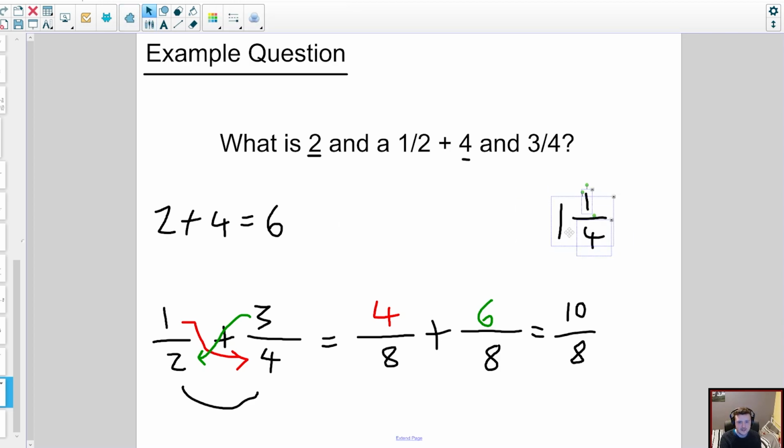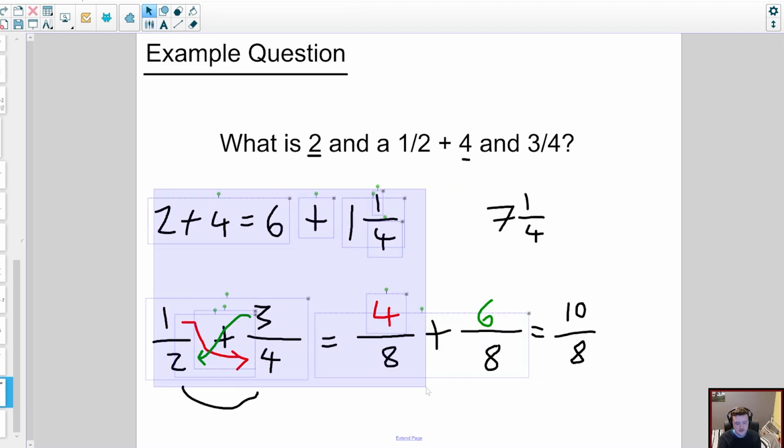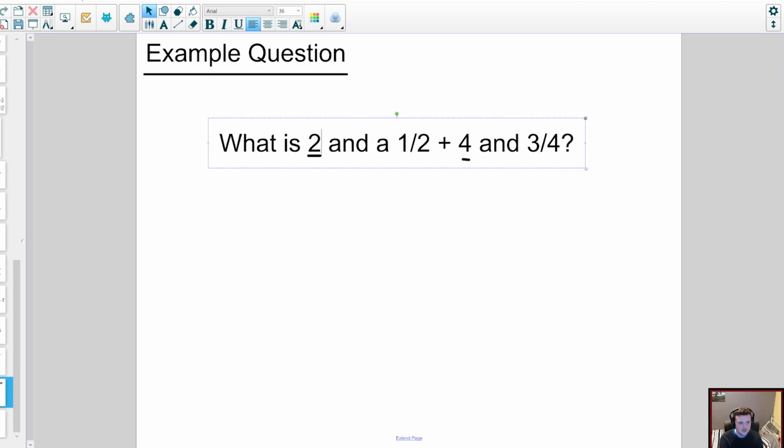So what I've actually got then is 6 from before, add 1 and a quarter. Well, again, do my whole number bits first. 6 add 1 is 7. And there's only one fraction, so I'm just going to put that on the end. So what we've got is 7 and a quarter. Okay? I'm going to do this with different numbers because I feel like some people get a little bit stuck here. So I'm going to just pick different numbers and do another question with you.